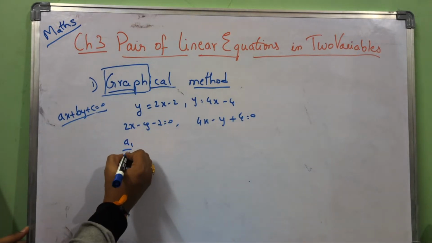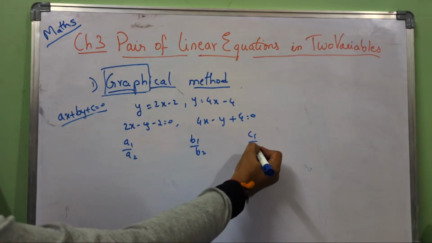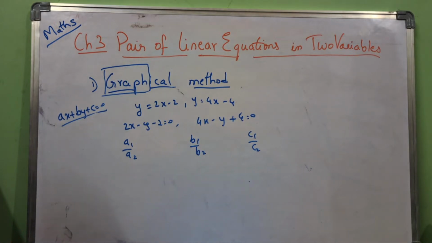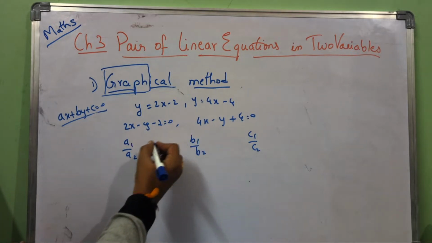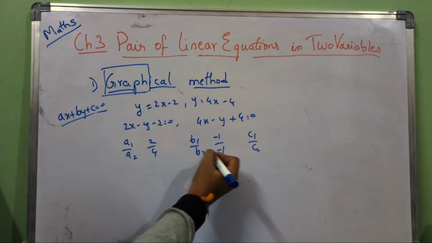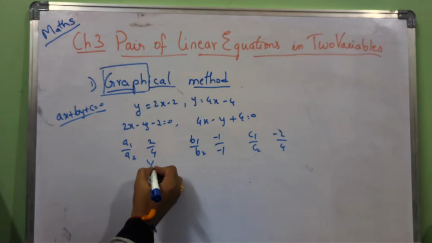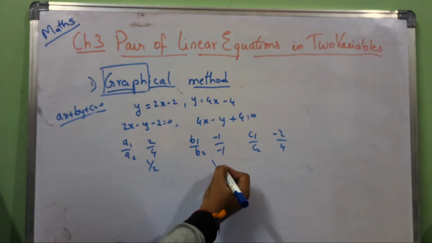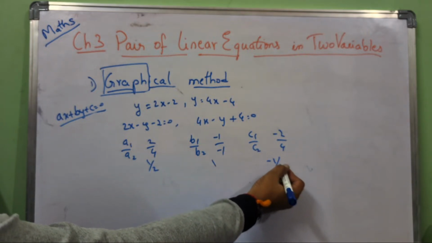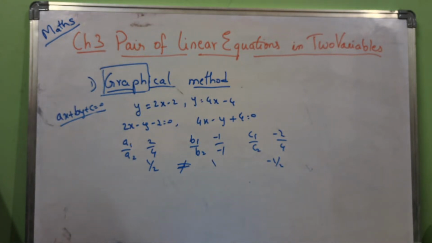So a1 by a2, b1 by b2 and c1 by c2. a1 by a2 is 2 by 4, b1 by b2 is minus 1 by minus 1, c1 by c2 is minus 2 by 4. So a1 by a2 is 1 by 2, b1 by b2 is 1, c1 by c2 is minus 1 by 2. So here itself you can say that a1 by a2 is not equal to b1 by b2, hence we say these are intersecting lines. So it has only a unique solution. Now we'll solve what that unique solution is.